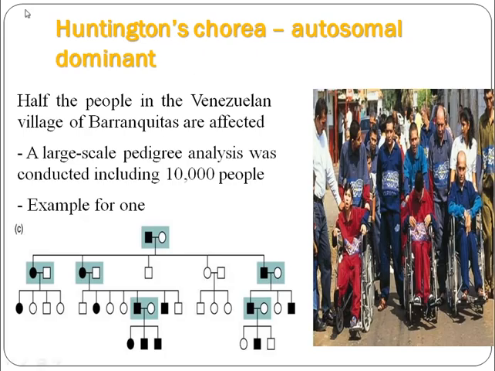Now, this is again an example of an autosomal dominant trait, Huntington chorea disease. Half of the people in the Venezuelan village of Barranquitas are affected with this trait. Since it is autosomal dominant, it will express whether it is in a homozygous or heterozygous condition. Therefore, it is found in a large number of people. So a large-scale pedigree analysis was conducted, including 10,000 people, and it was found among a large number of people.